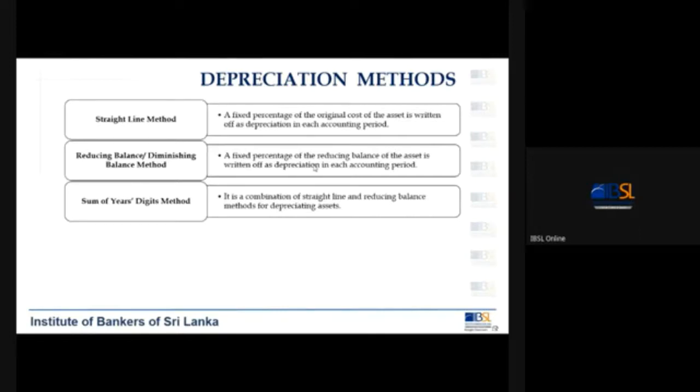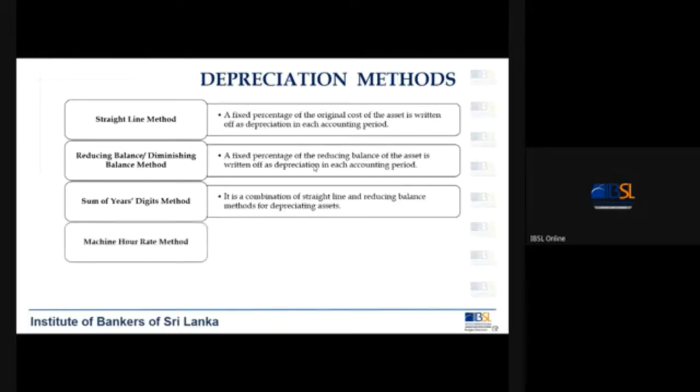Now, companies may choose different types of methods depending on the type of usage of the assets that they have. But if someone wants to have a balance between the straight line method and the reducing balance method, they can opt for the sum of years digits method.